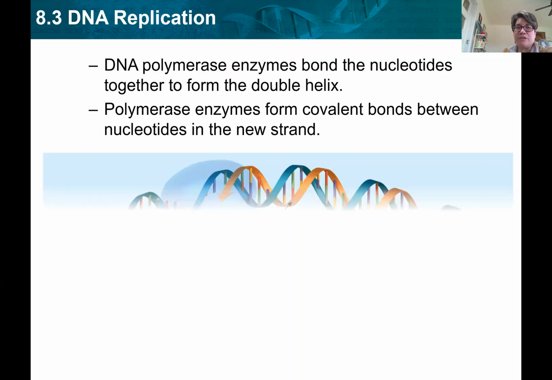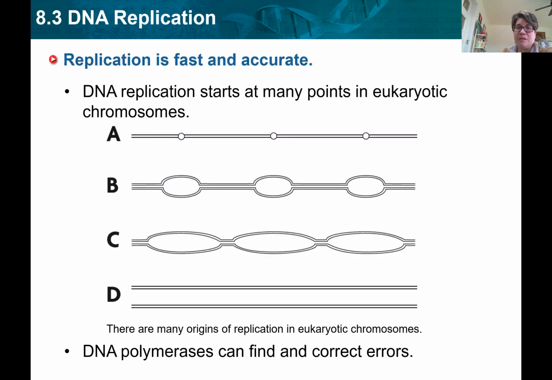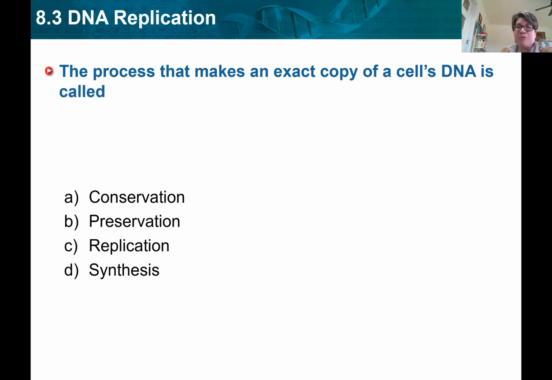Okay, now section 3's questions. The process of making an exact copy of the cell's DNA. So what is that process called? That is replication. And then you can ask yourself, when does that happen during the cell cycle? And we know that it happens during synthesis when it's getting ready for mitosis.